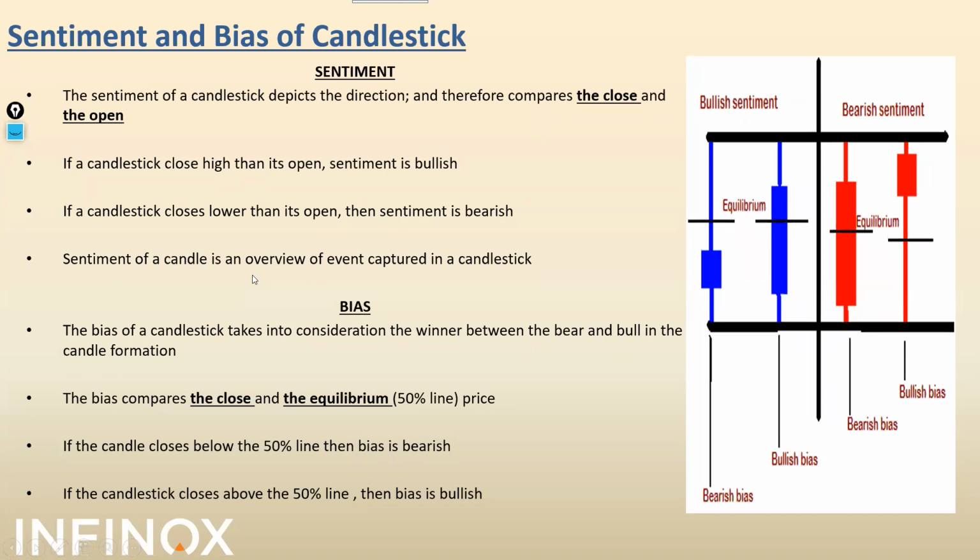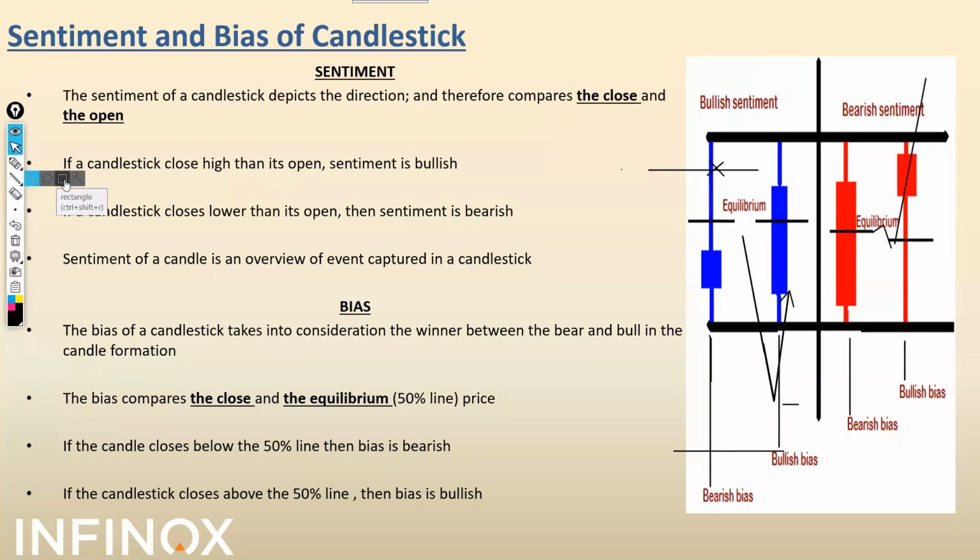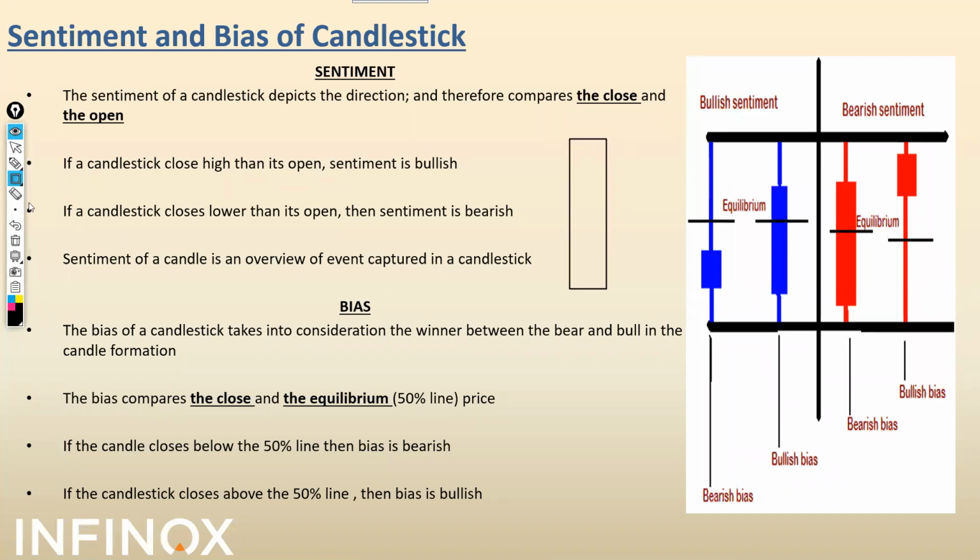Sentiment of a candlestick is an overview of the event captured in the candlestick, whereas bias is a little bit technical. It has to do with understanding the equilibrium. Let's say we captured a candlestick in this way, and then this is the high, and this is the low. Do a visual gauge for what the middle of this candle is. Let's say it is going to be here.